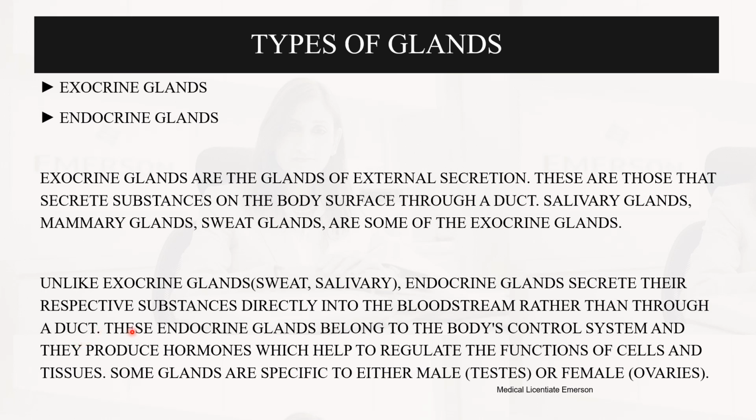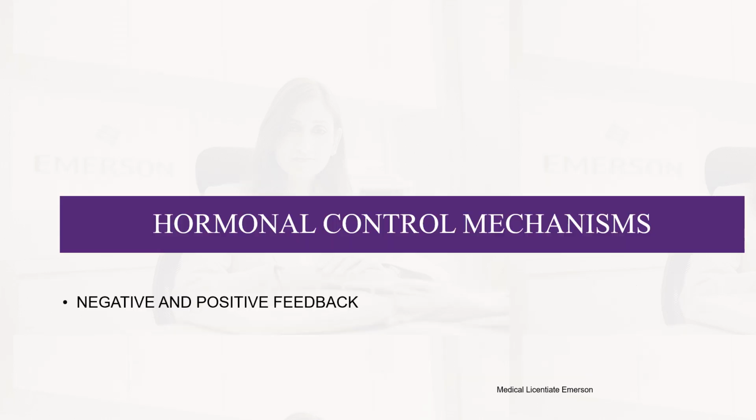Okay. So these endocrine glands belong to the body's control system and they produce hormones which help to regulate the functions of cells and tissues. Some glands are specific to either males, for instance, testes in males, or females, such as the ovaries. The endocrine system also plays a major role in hormonal control mechanisms. Specifically, we are talking about the negative and the positive feedback mechanism.